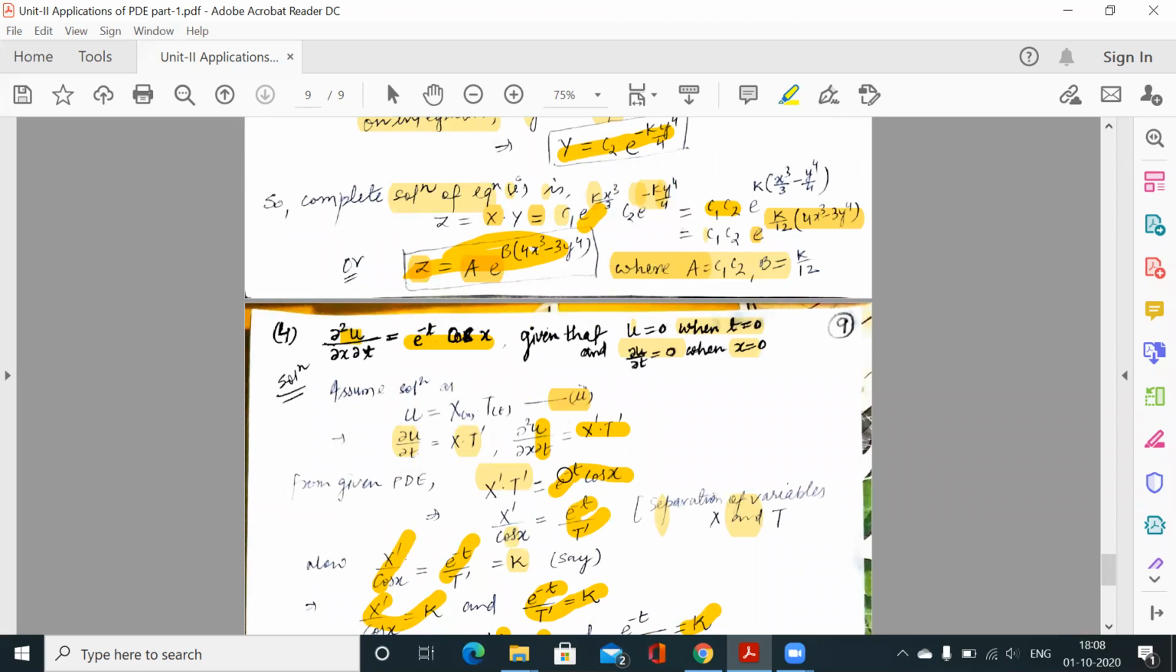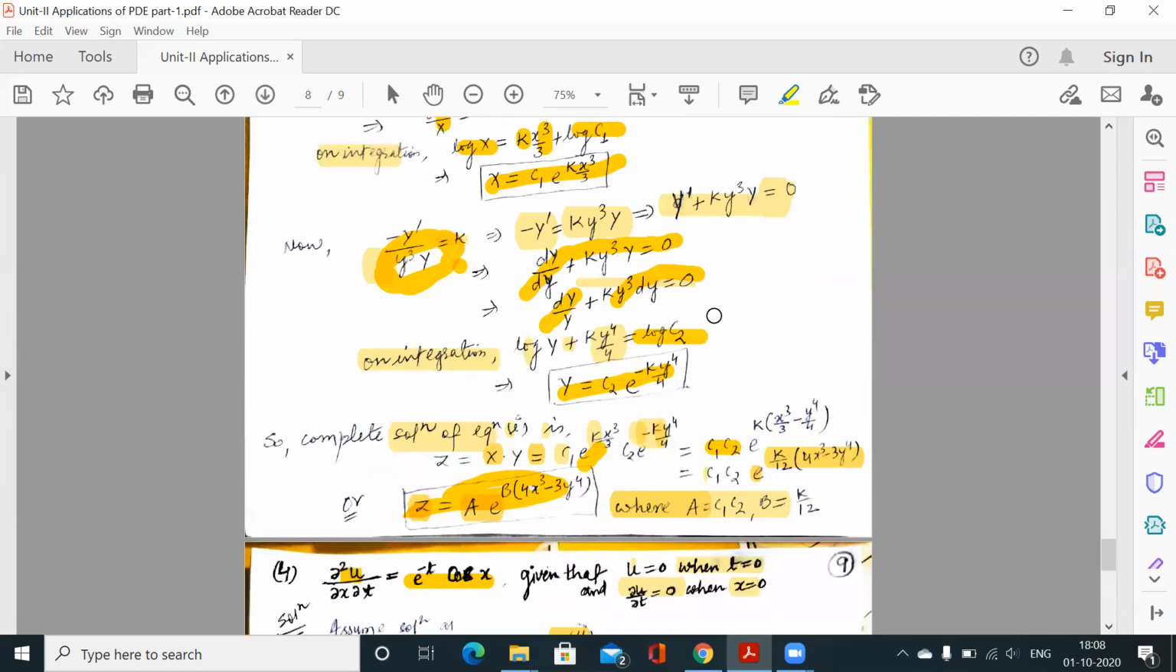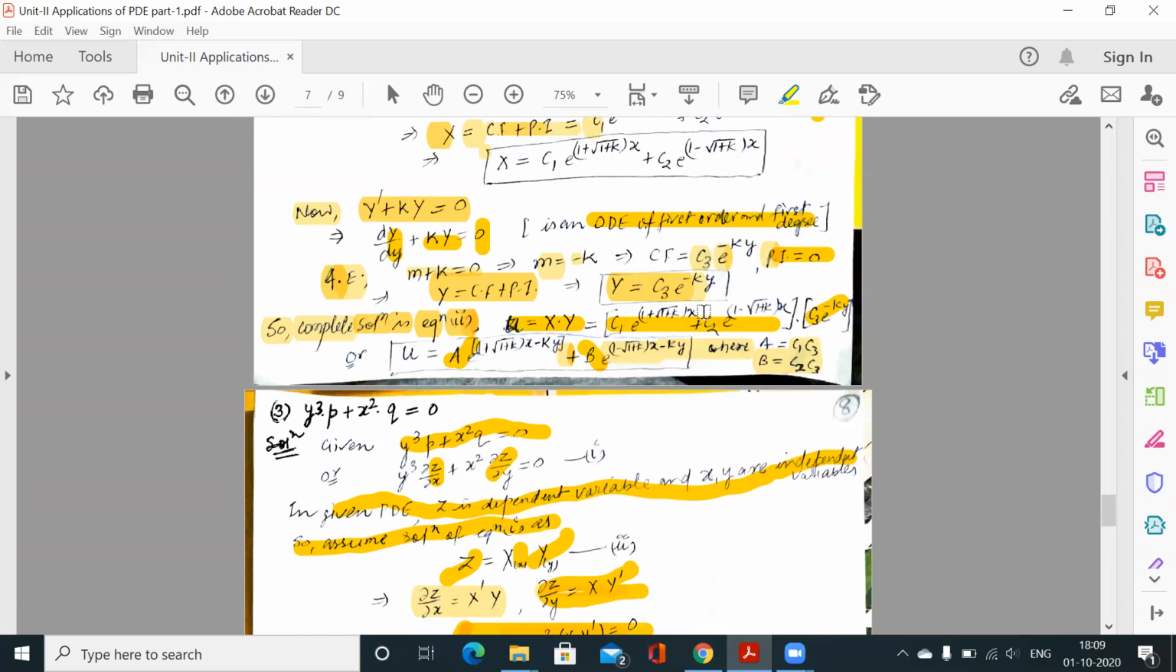Now we have standard partial differential equations like the wave equation, heat equation, and Laplace equation. So we have to solve those equations using the same method, separation of variables. So now you have the idea how to apply the separation of variables method. So we will apply it to the standard partial differential equations.